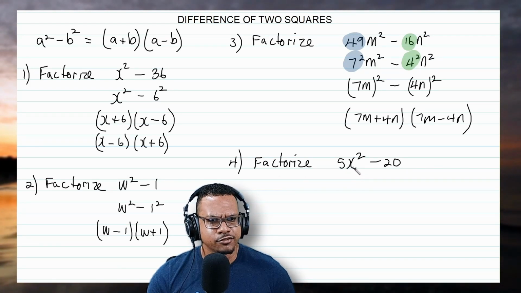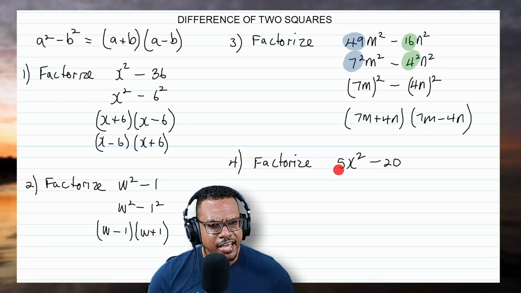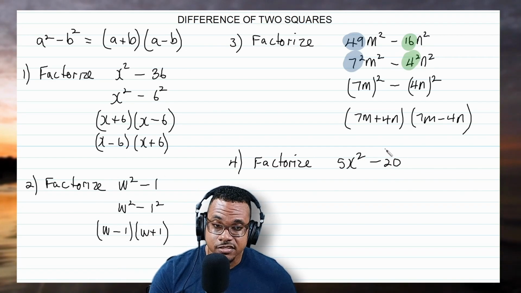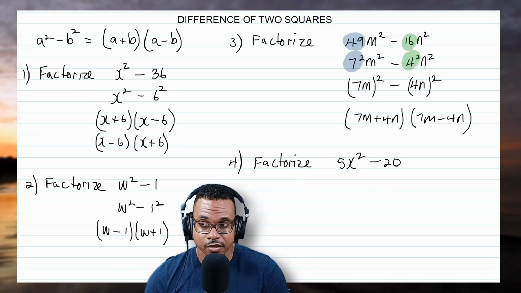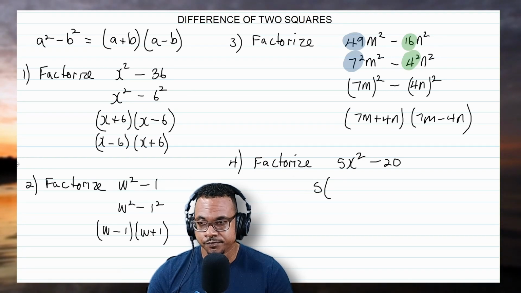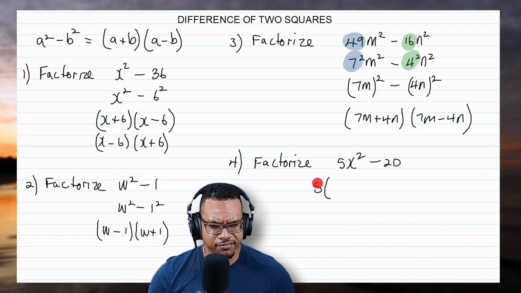So we have two terms here, and 5 can go into 5x squared and 5 can go into 20. So 5 is common to both terms, so we have to factorize with the first method. So 5 open brackets, we're going to have 5x squared divided by 5.